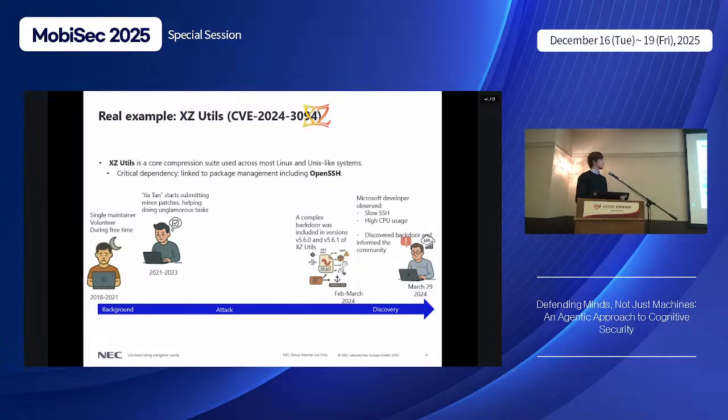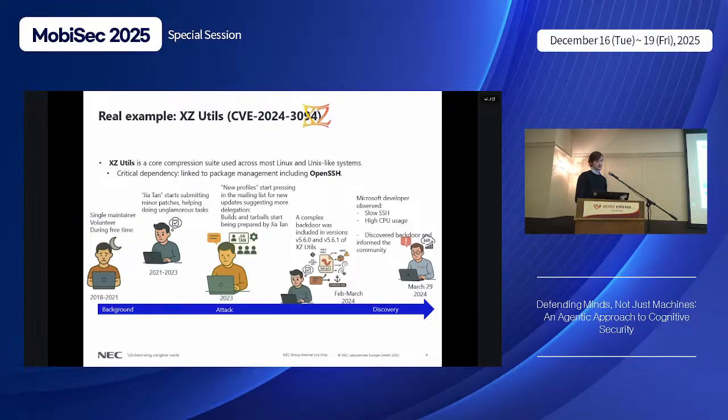They started helping in 2021 until 2023, when suddenly new profiles started appearing and pressing in the mailing list for new updates, suggesting more delegation, which led the maintainer to give more privileged roles to Jia Tan and let them take care of builds and tarballs. So what happened is Jia Tan introduced the backdoor in xz utils, which was discovered in versions 5.6.0 and 5.6.1.